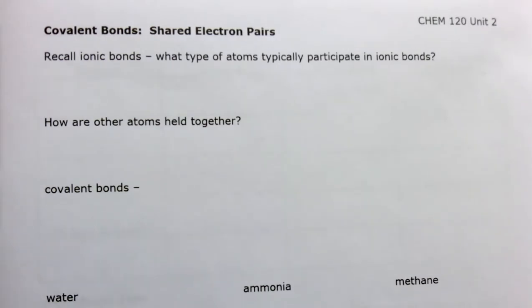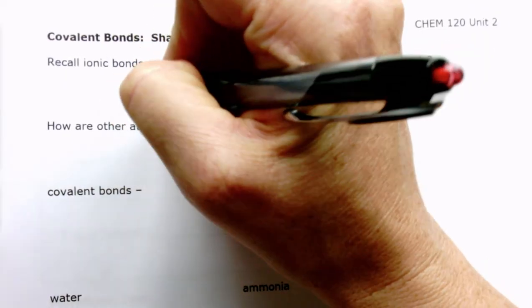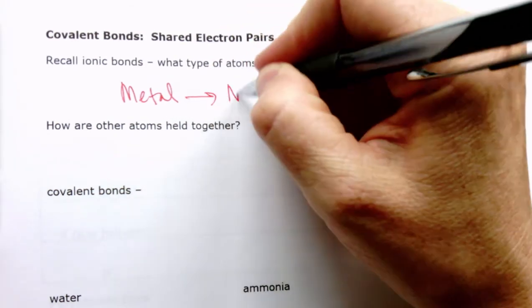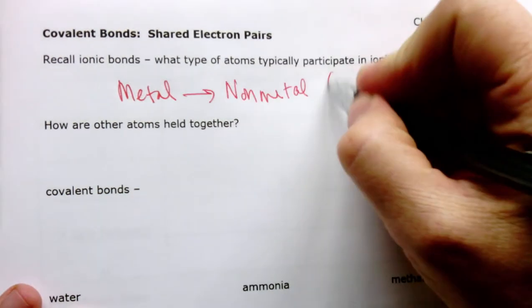We're going to continue on in Unit 2 and discuss covalent bonds, shared electron pairs. So we've been talking a lot about ionic bonds already, and what type of atoms typically participate in ionic bonds? See if you can remember. So remember, ionic bonds have charges. So ionic bonds involve a metal to a nonmetal or a polyatomic ion.